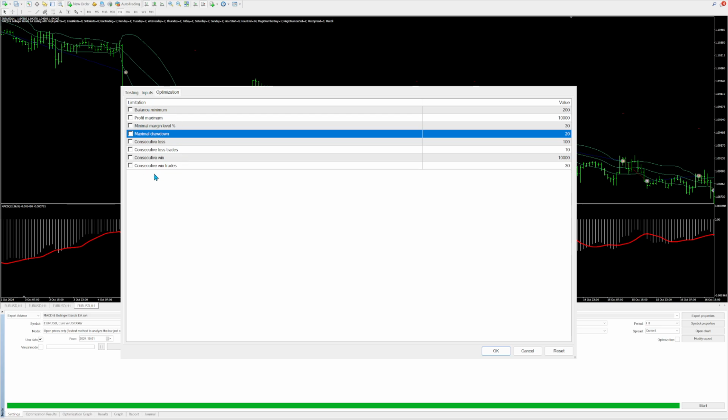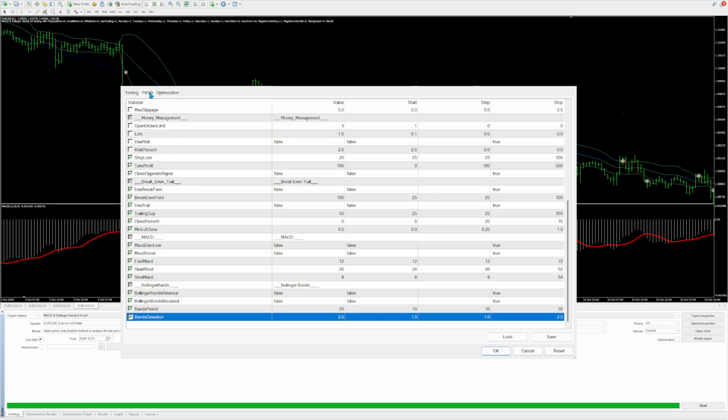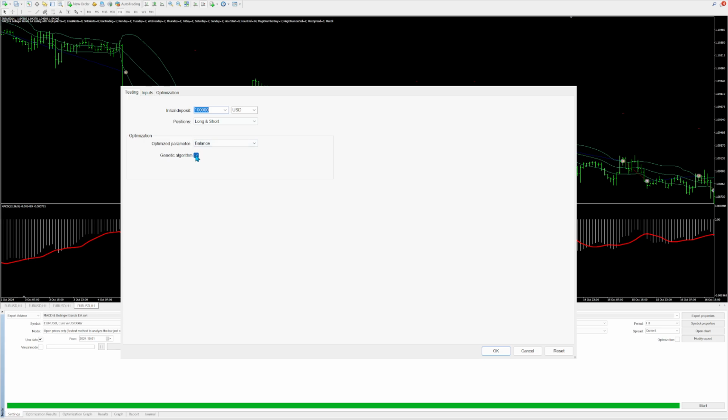I leave those all unchecked all the time just because I like to see what the different combinations would produce, whether that's good or bad. Okay, and this is the deposit you're testing with up here, the currency, and the direction if you want to trade long and short, short only or long only. And the optimized parameter, what matters most to you, just leave it on balance.